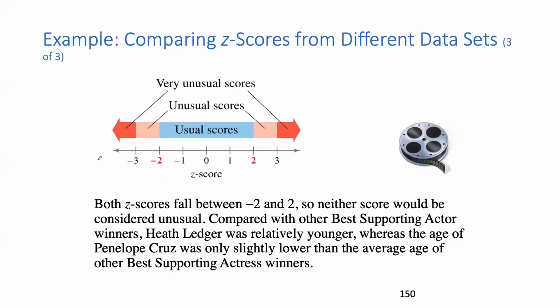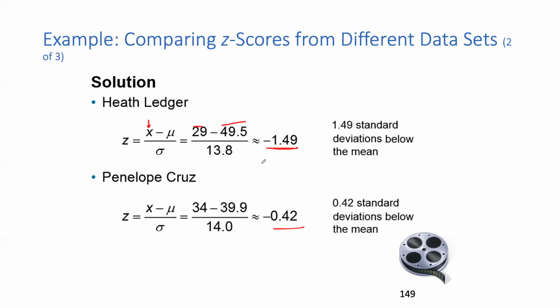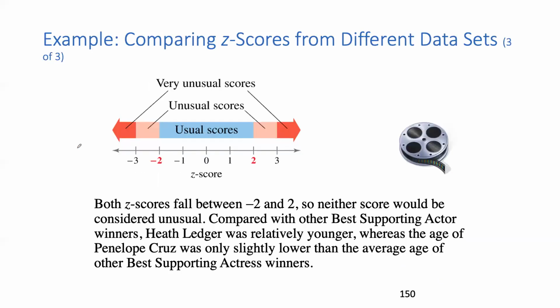So a z-score usually tells us whether a particular thing is typical or unusual. A z-score between -2 and 2 is generally considered usual. It's not that bad. Anything over 2 is considered unusual. And z-scores can be both positive or negative. So if the z-score is anything less than -3 or greater than +3, then it's considered to be very unusual.